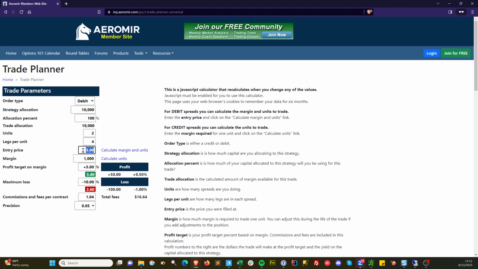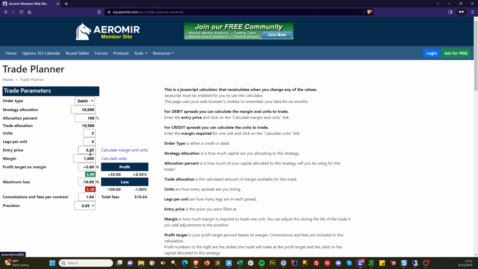And then you put in the entry price, and you can either have it calculate the margin in units. So if you're buying, say, a calendar, then your margin is what you paid for it, or you're buying a vertical spread, your margin is what you paid for it. You can't lose any more than that. So say you're going to buy a calendar, and we're going to pay, say, $5.50 for it.